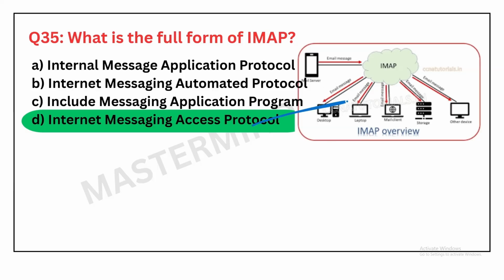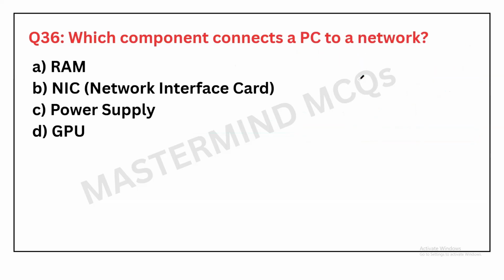Internet Messaging Access Protocol allows users to access, read, and manage their emails directly on a remote mail server without downloading them, keeping messages synchronized across multiple devices. Question number 36. Which component connects a PC to a network?